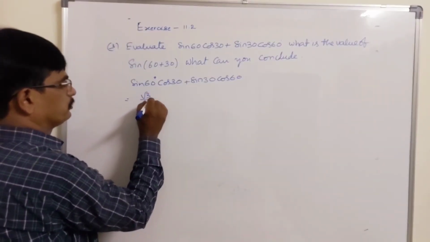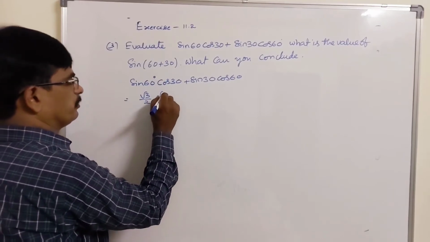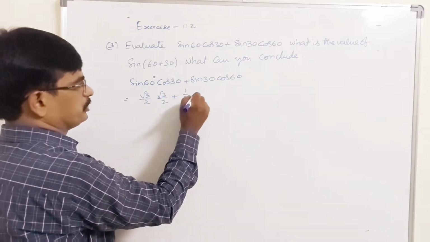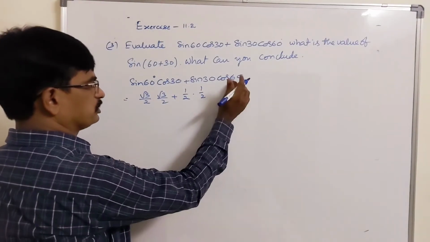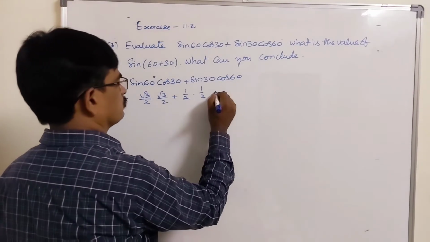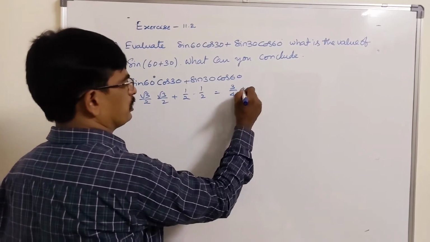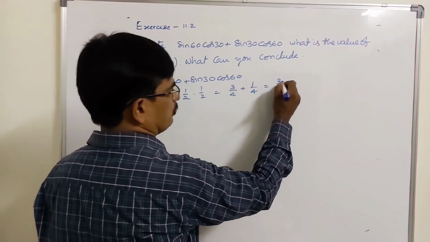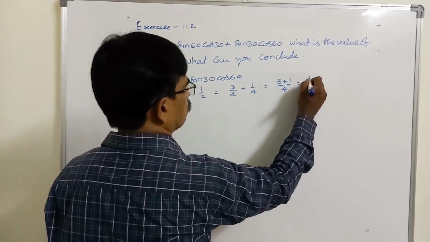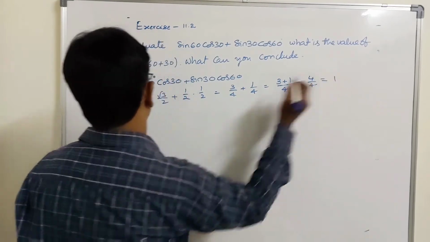Sin 60 is root 3 by 2, cos 30 is root 3 by 2, sin 30 is 1 by 2, cos 60 is 1 by 2. That is root 3 into root 3, 3 by 4, plus 2 into 2, 1 by 4, is equal to 3 plus 1 by 4, is equal to 4 by 4, is equal to 1.